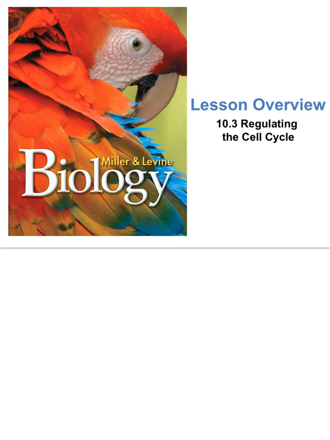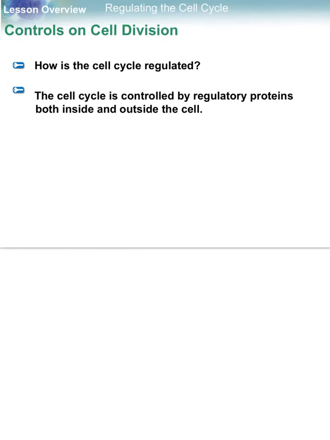Chapter 10, Section 3, Regulating the Cell Cycle. In multicellular organisms, it's very important that the cells do not grow out of control. And so in this section, we will discuss how they regulate growth. The cell cycle is controlled by regulatory proteins, both inside and outside the cell.